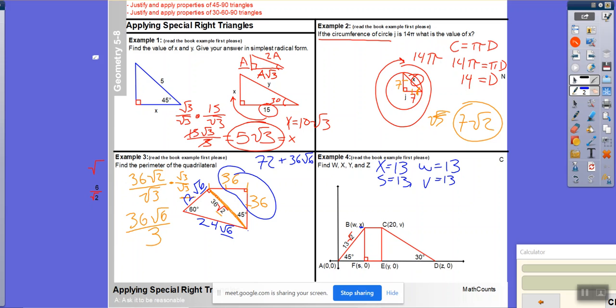All right, what about Y? Y is 20. Wait, how? Because point C has an x value of 20. All right, and finally, what about Z?